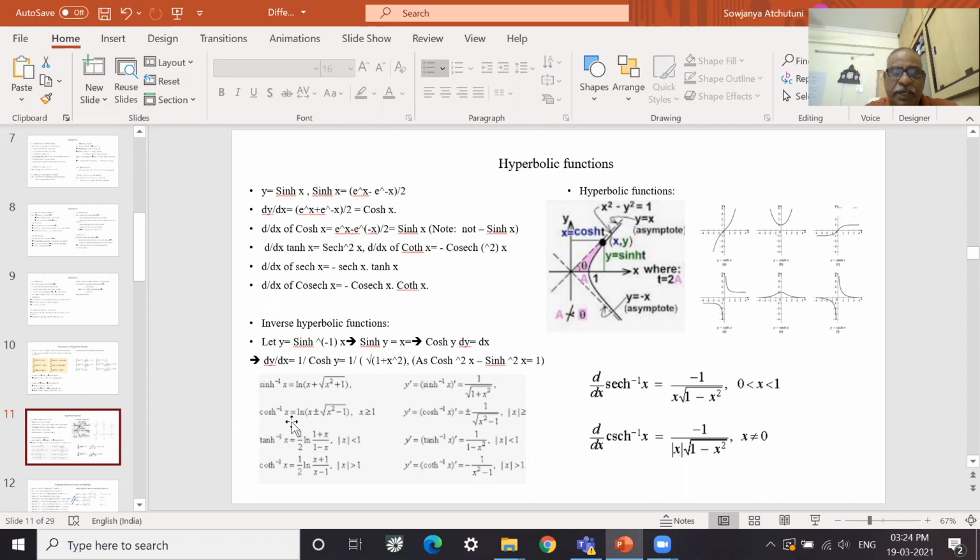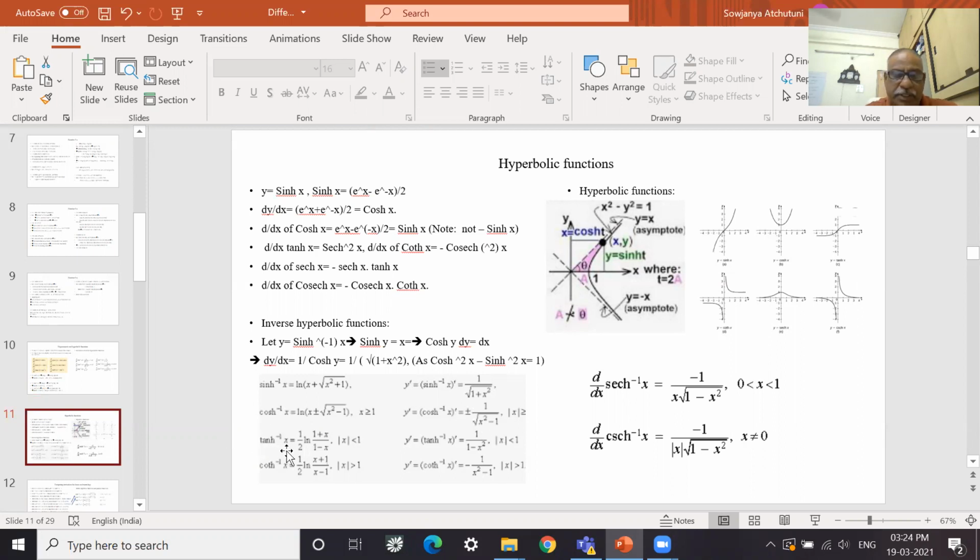Cosh inverse x is defined as log of x plus square root of x squared minus 1. The derivative of cosh inverse x is plus or minus 1 by square root of x squared minus 1. This is plus 1 by square root of 1 plus x squared, and this is plus or minus 1 by square root of x squared minus 1.